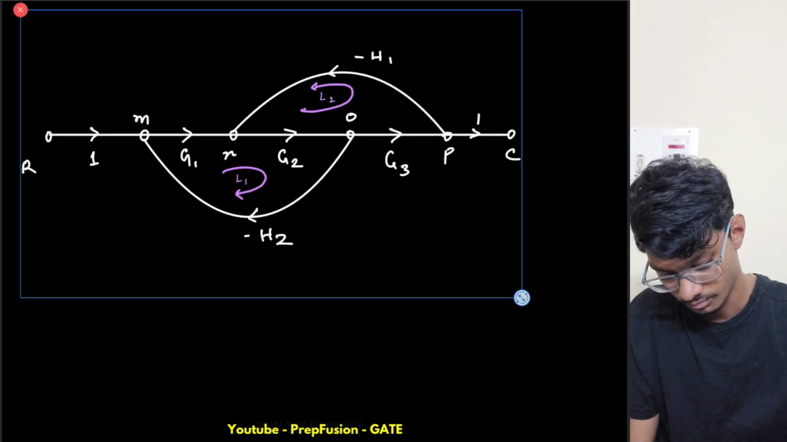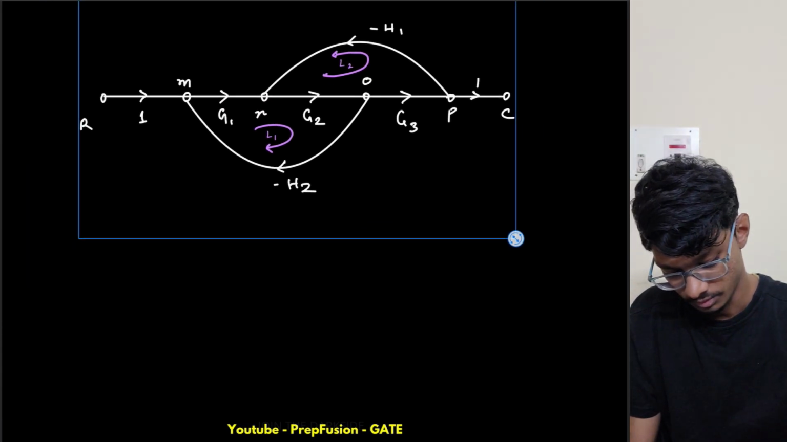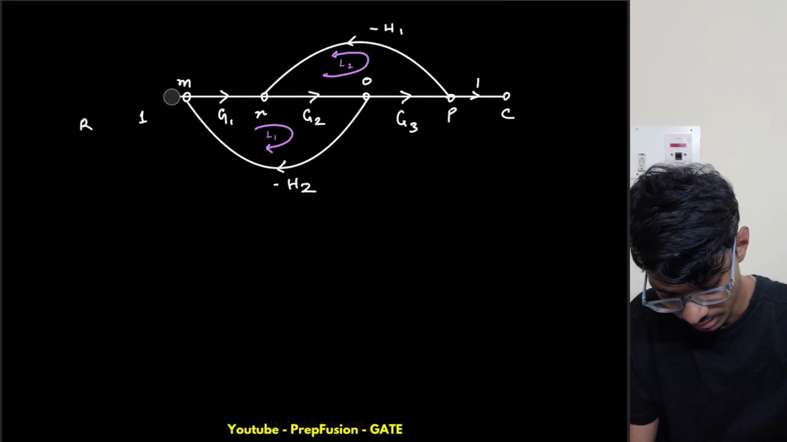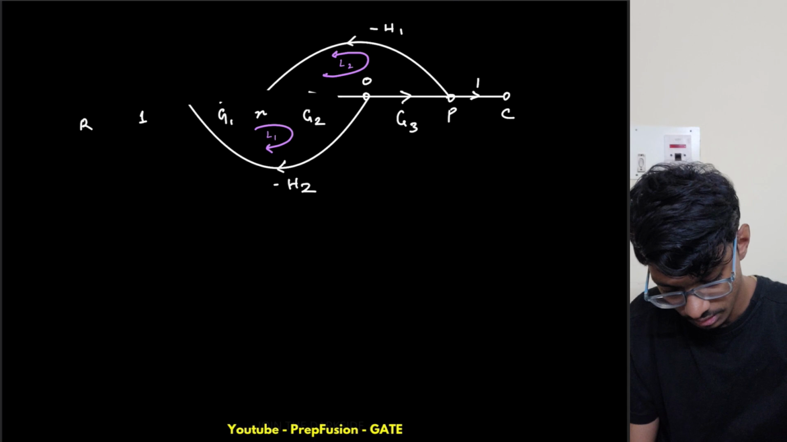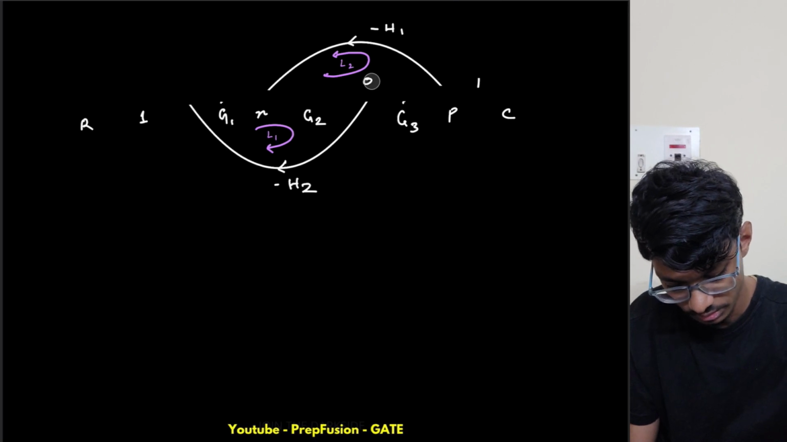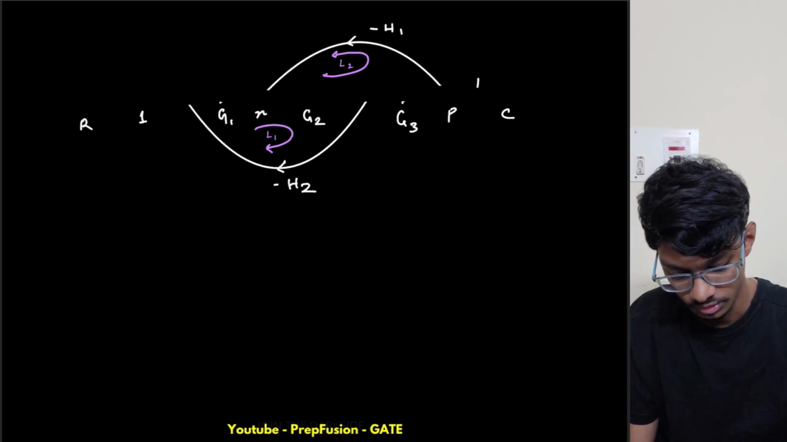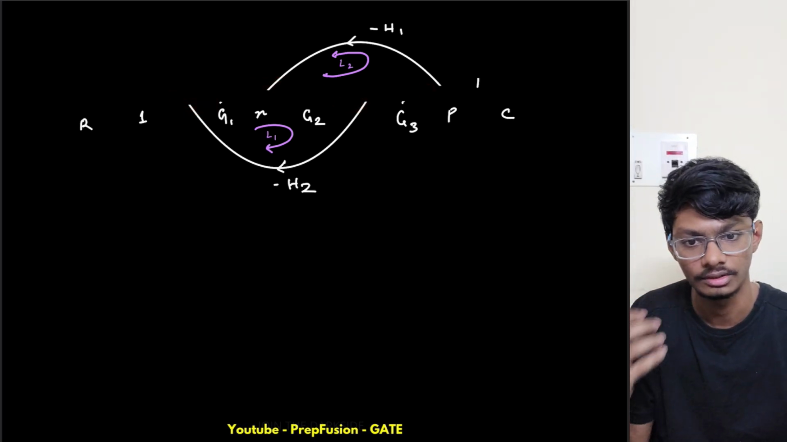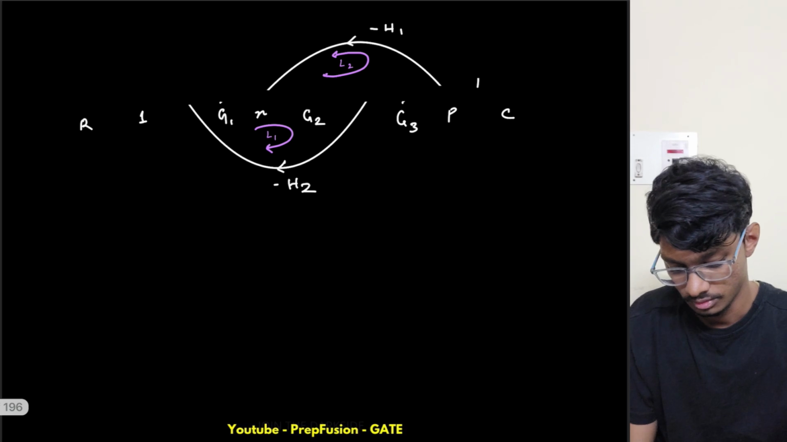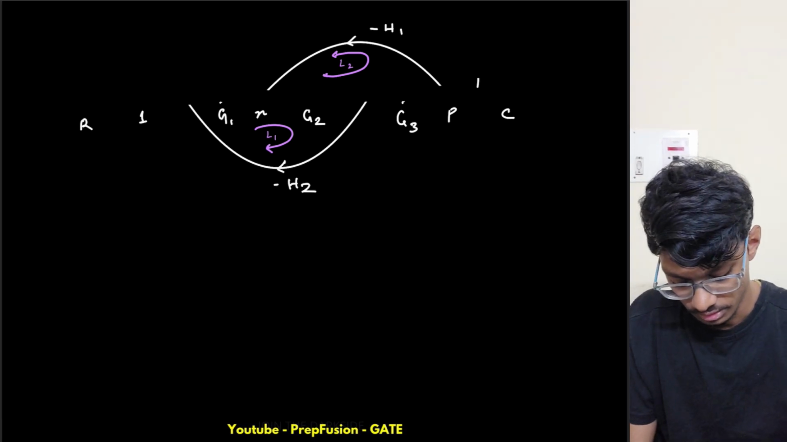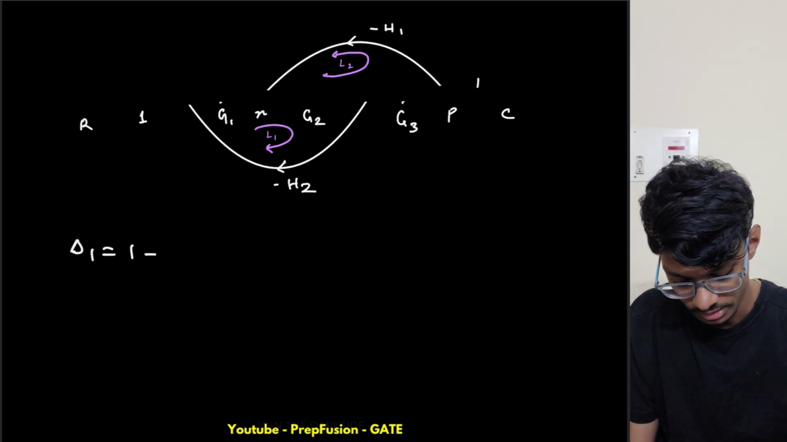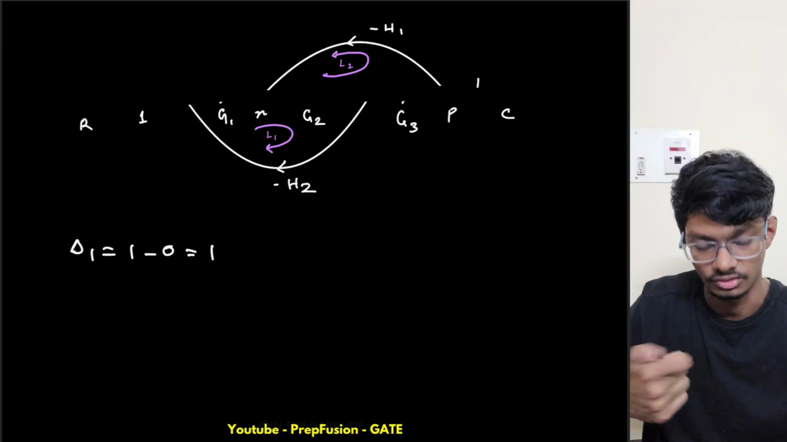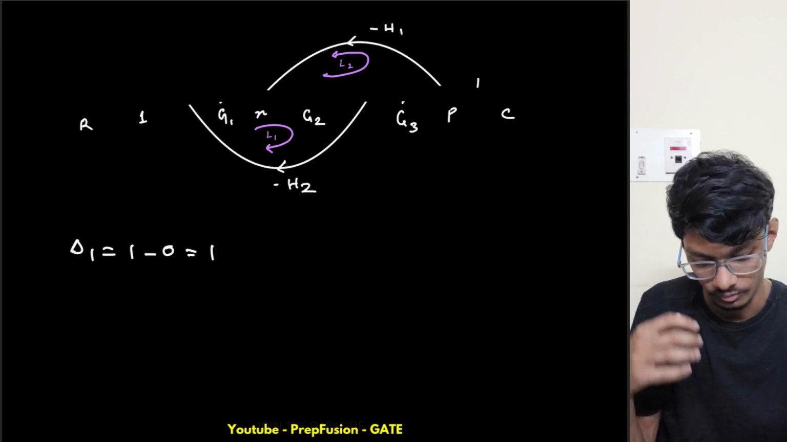Make this smaller. Now if I remove the forward path, do I have any loops present? No, because the nodes for these loops are gone. They are just floating, there aren't any nodes. So delta 1 will be 1 minus 0, so it is 1 only, as there aren't any isolated loops present.